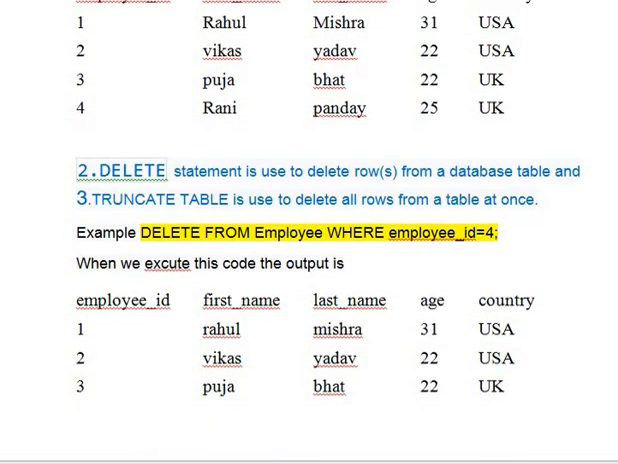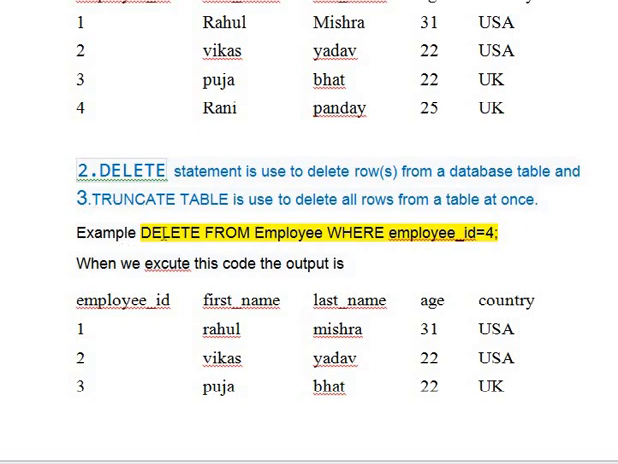Now I am going to explain what the DELETE statement and what TRUNCATE TABLE are, which are used in SQL. The DELETE statement is used to delete rows from the database table, and TRUNCATE TABLE is used to delete all rows from a table at once. So if you want to delete any particular row from the database, you should use the DELETE statement, and if you want to delete the entire rows, you should use TRUNCATE TABLE.